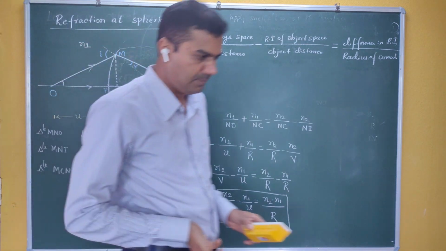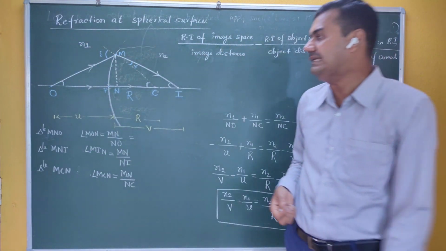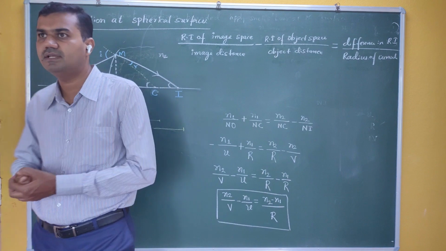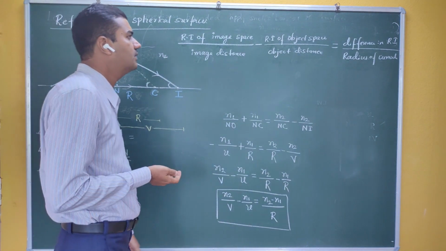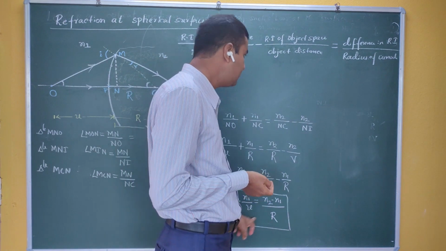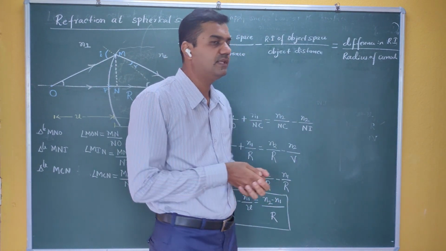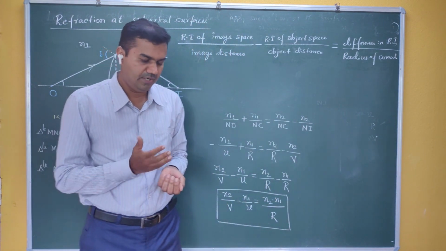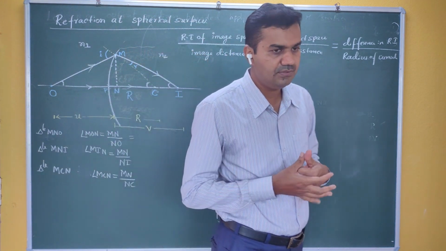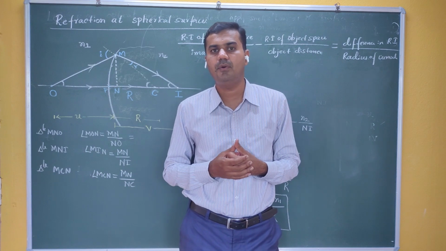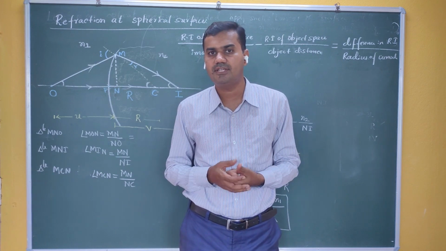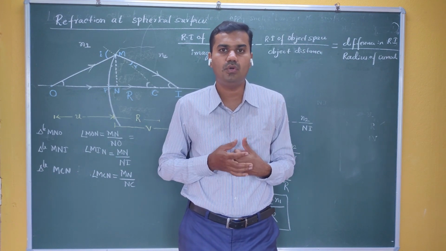Now this is writing the formula in terms of a sentence so that you can easily remember it. Refractive index of image space upon image distance minus refractive index of object space upon object distance is equal to the difference in refractive index divided by radius of curvature. By using this formula, we are now going to study refraction through lenses. That is the core topic here.